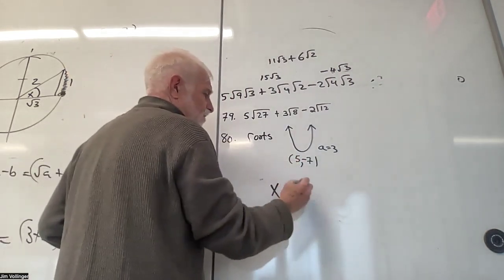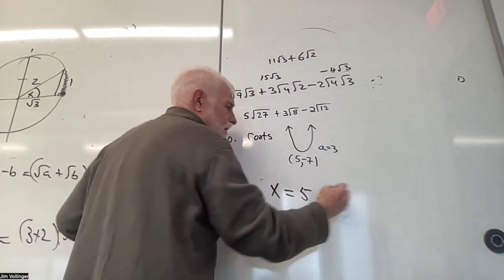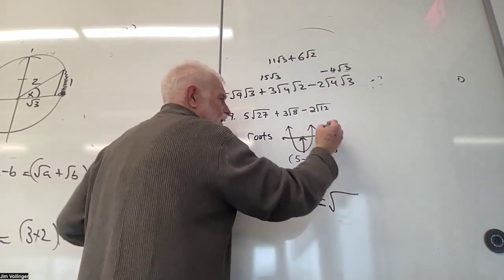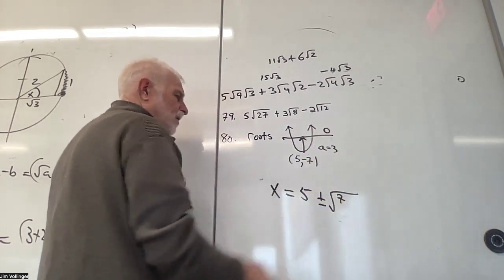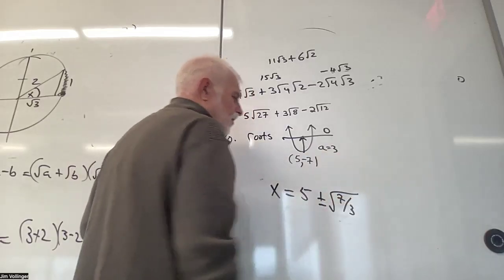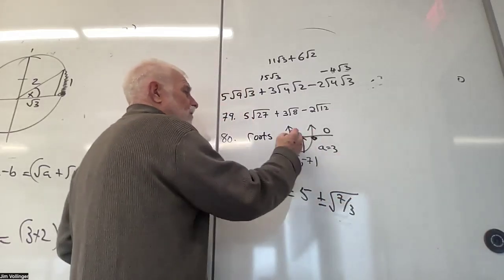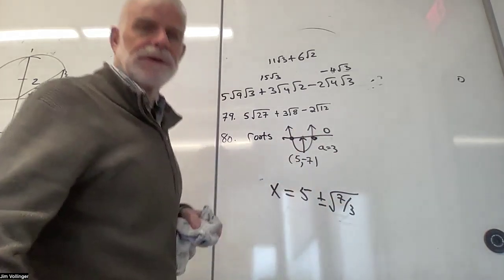This, measuring from 5, how far do I have to go? 7 units. I got to go up 7 units to get to 0. But I'm going to be squaring, so I got to get rid of the squaring with square root, and I'm going to be multiplying, and the real roots are right there. So no imaginary roots, there are intersections.